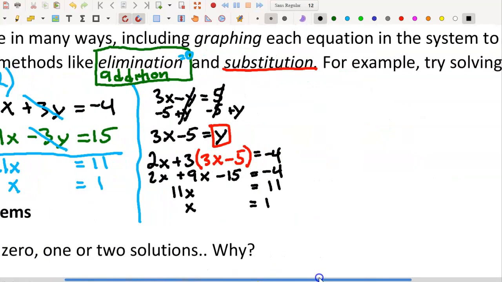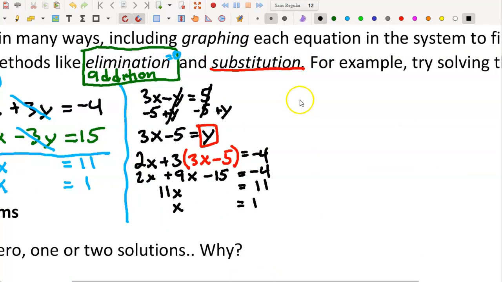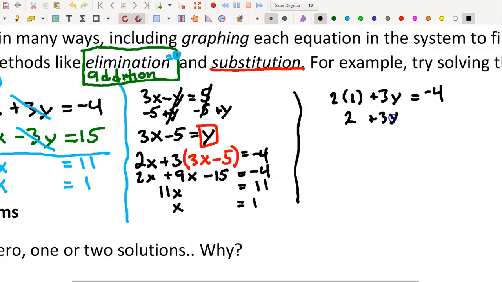All right. We just go here and plug it in, even though we know what the answer is going to be, we can plug it back in. 2 times 1 plus 3y equals 4. Nope, equals negative 4. And this is just the same work that we already have.